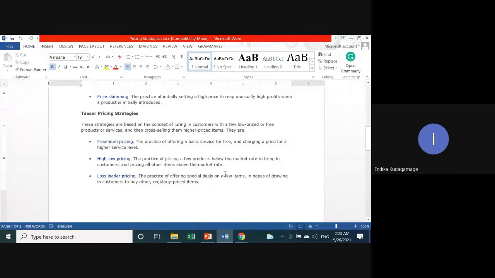Then we have teaser pricing. Premium pricing, the practice of offering basic services for free and charging a price for a higher service level. Look at this. You have electronic banking platforms. You say, okay, viewing only is free. But if you want anything else, you have to pay. Viewing free, all others you need to pay. So it is freemium.